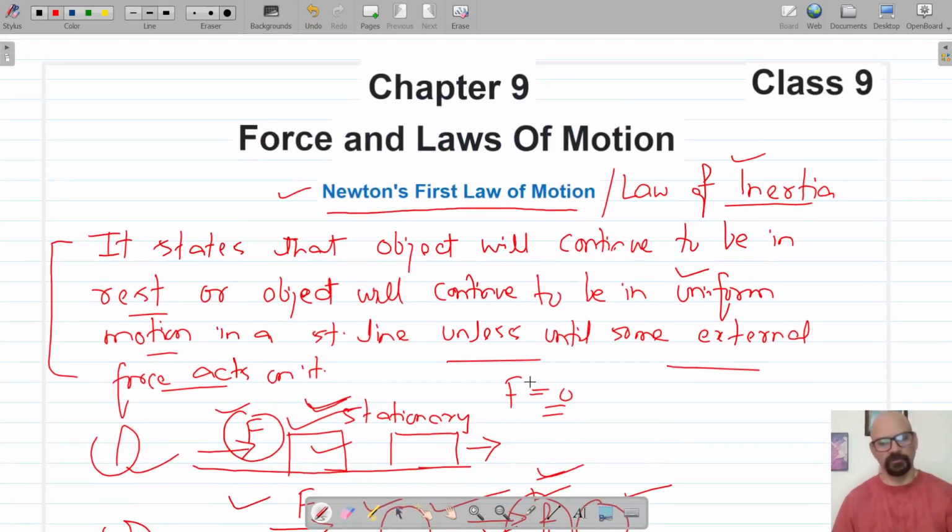So this is Newton's first law of motion, and let's move on to the next topic.